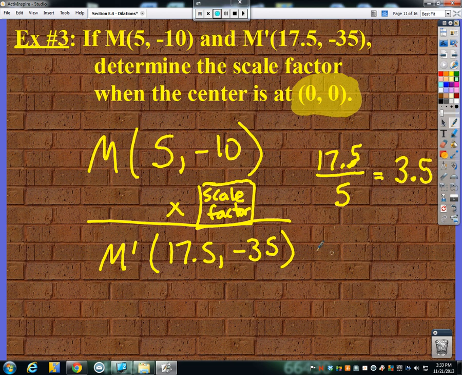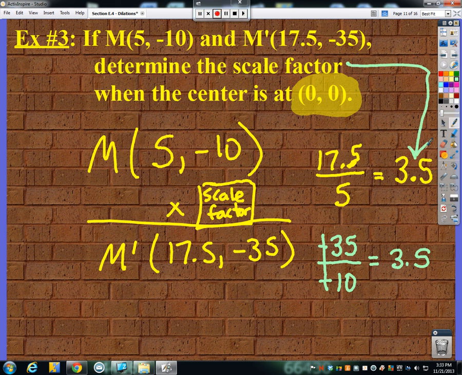Now, just to double check here, I should get the same result if I took my y image coordinate and divided it by my y pre-image coordinate. So negative 35 divided by negative 10, negatives cancel. Dividing by 10 just moves the decimal point 1 over to the left, and I do get 3.5 again. So my scale factor is the 3.5. And we're done.